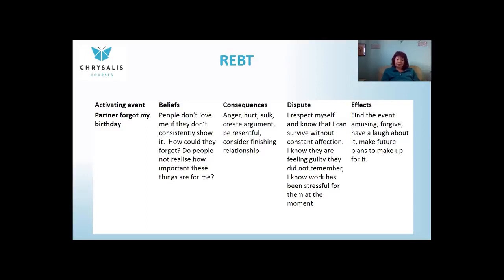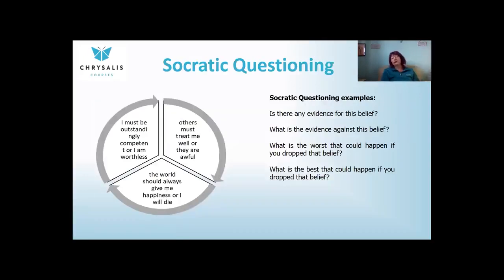So they're the 12 irrational beliefs, and in therapy we can use techniques to challenge them. And in REBT we can use Socratic questioning. So on the left-hand side here, you've got some of the beliefs. I must be outstandingly competent or I'm worthless, and others must treat me well or they're awful. And the world should always give me happiness or I will die. So they're irrational beliefs. But we can use Socratic questioning.